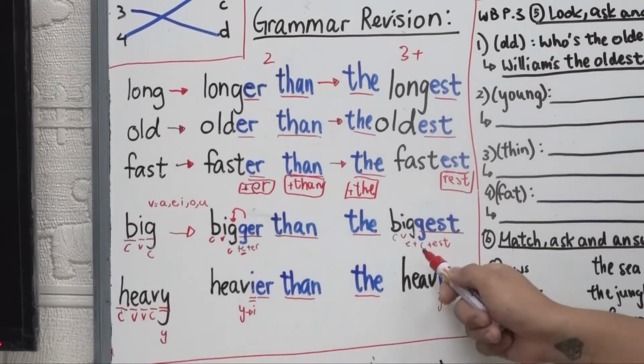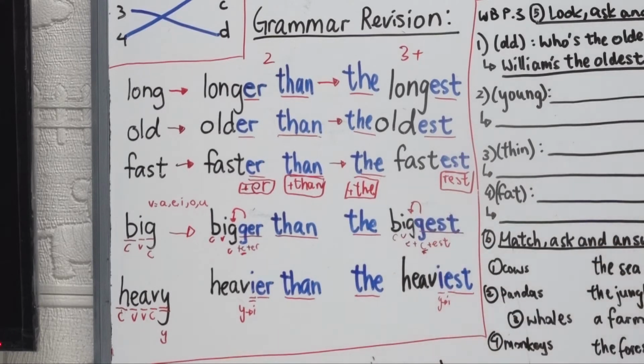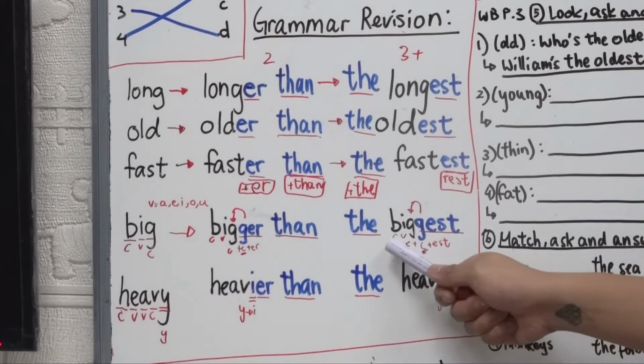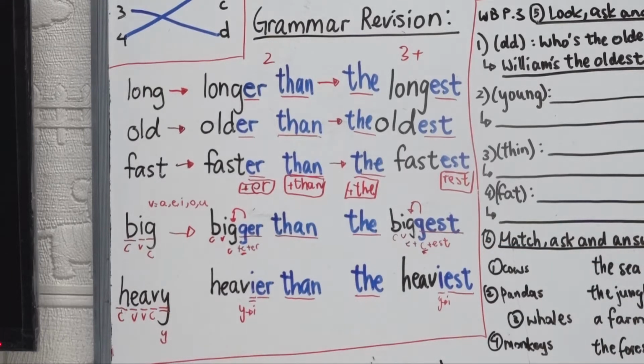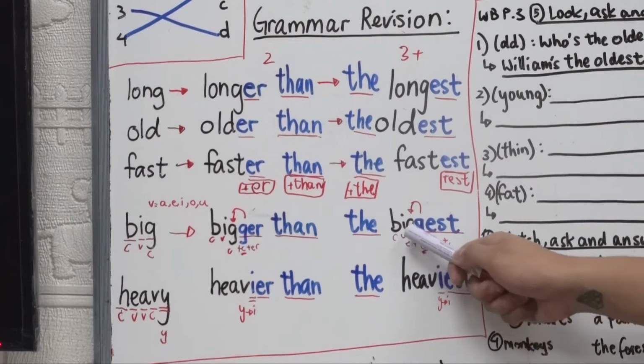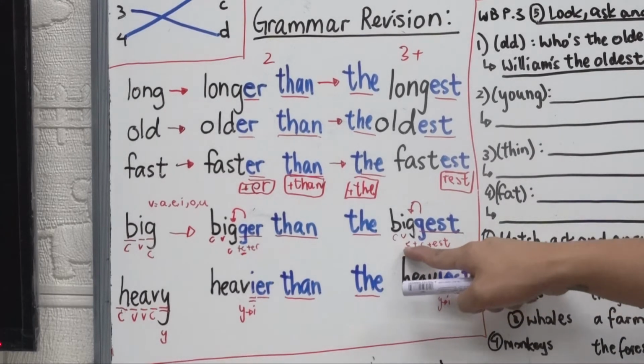CVC again, so we need to put another C. What C should that be? Letter what? What C should we put? Because we have CVC. Crystal, what should we put here? Letter G, right? Because you copy the other C from here.